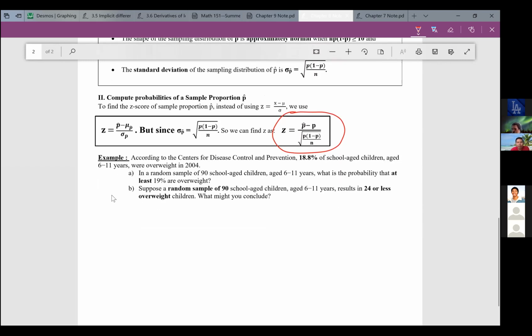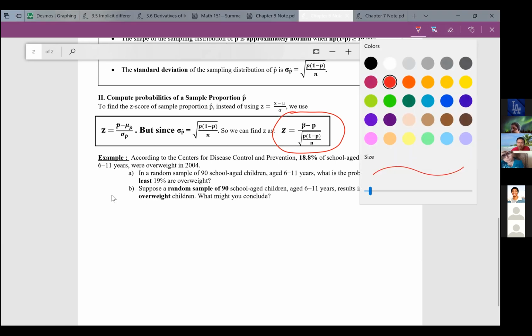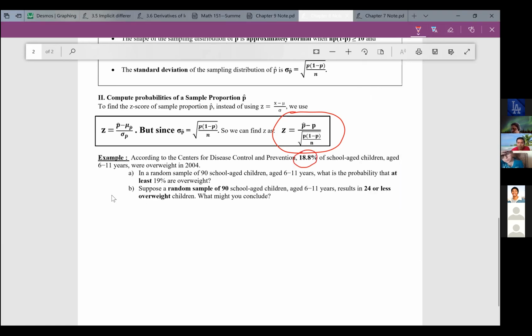All right, so here is the example corresponding to proportion. You can see the difference. According to the Centers for Disease Control and Prevention, 18.8% of school-age children aged 6 to 11 were overweight in 2004. You can see this talks about the percentage, so that will be the population proportion. So my little p will be 18.8%, which is 0.188.